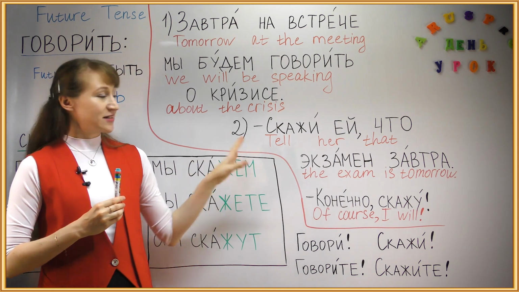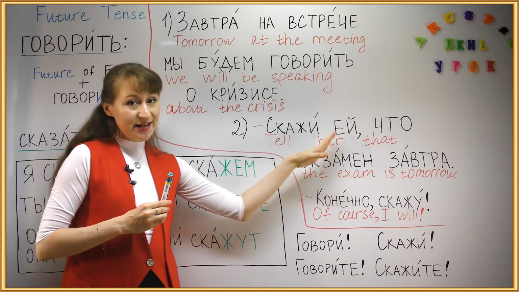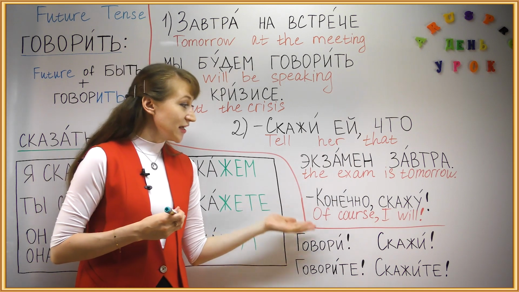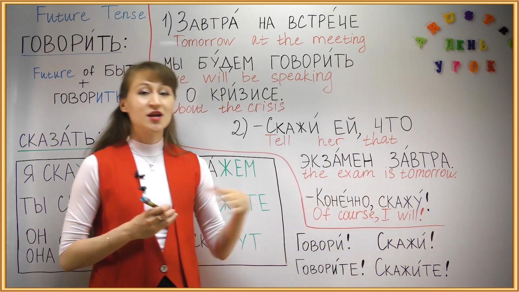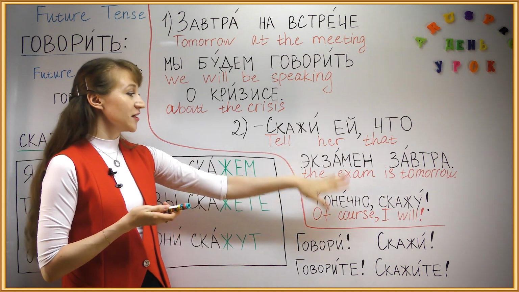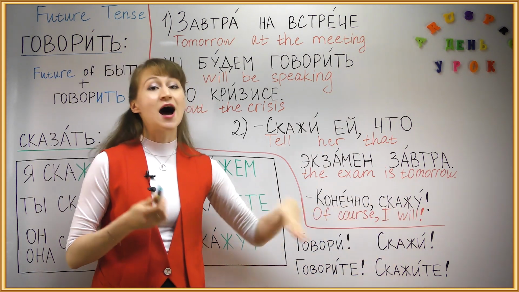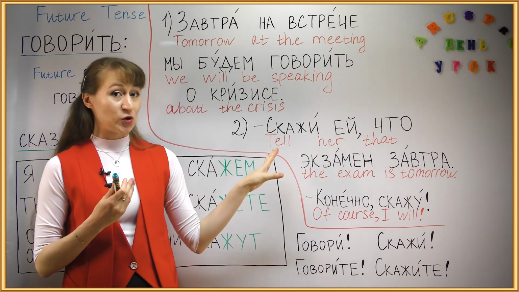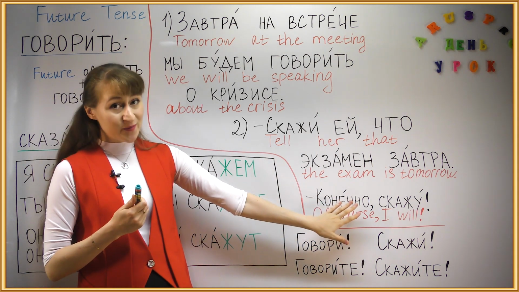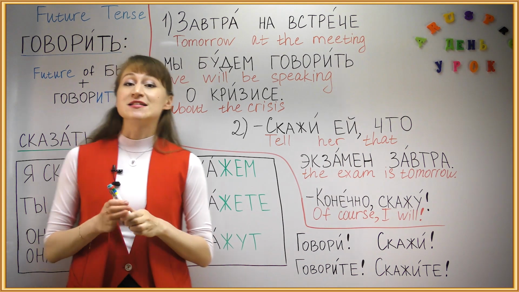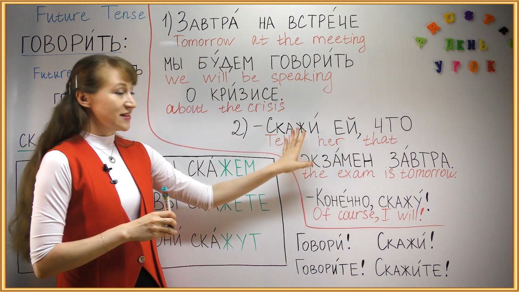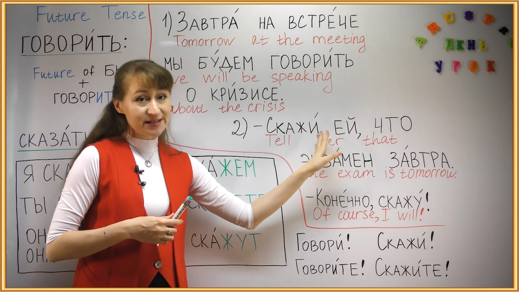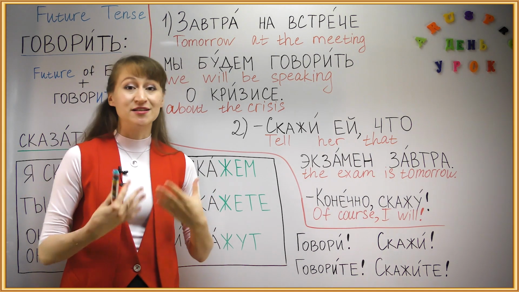And the second example, скажи ей, что экзамен завтра. Конечно, скажу. Here we have the context of promise. I will definitely tell her that the exam will be tomorrow. So the context of promise requires the verb сказать. And in this example, we also have the imperative form of this verb. Скажи. This is the imperative or command form.